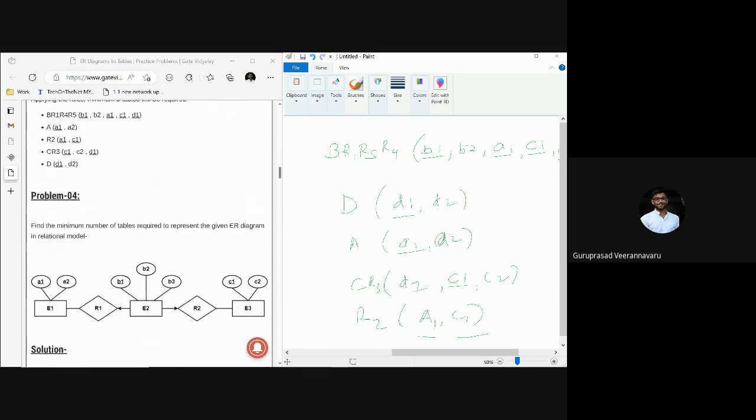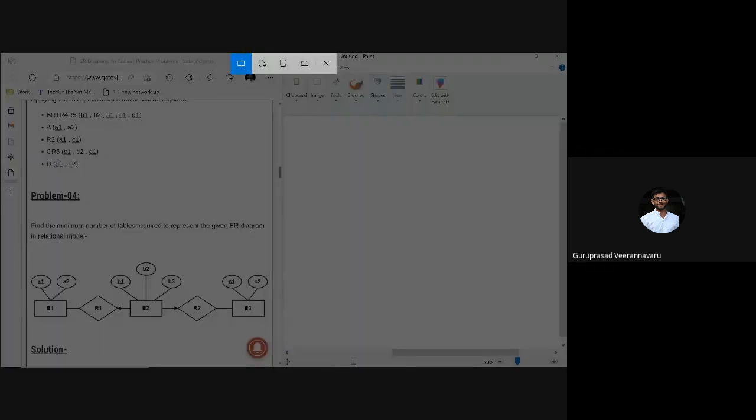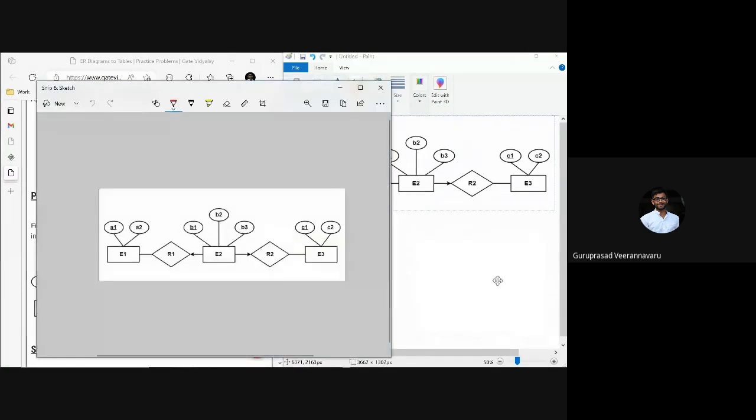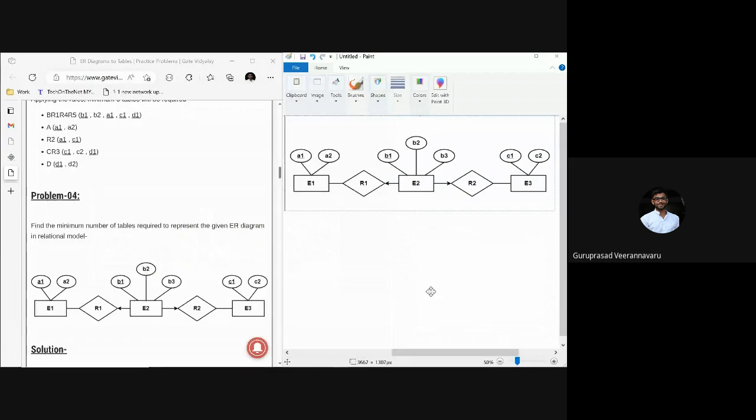Let us look at another example. Can you guys also try this parallelly? So here, if you see, E2 is dependent on E1 and E3, right? But E1 is not dependent on anyone. E3 is also not dependent on anyone. So E1 will have a separate table, A1 comma A2. E3 will have a separate table, C1 comma C2.